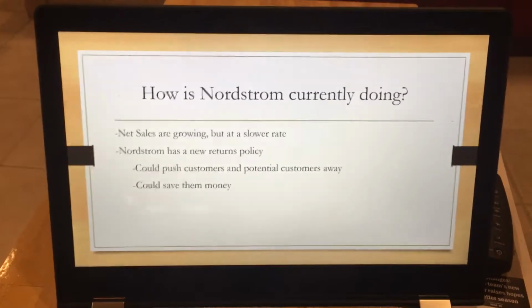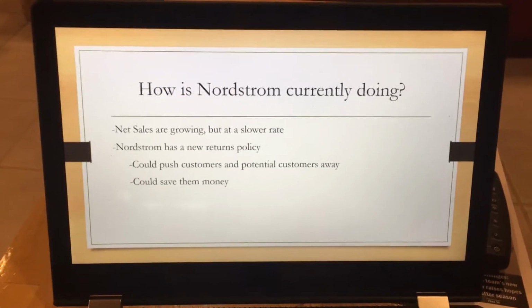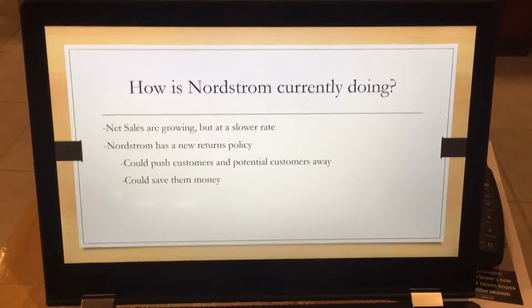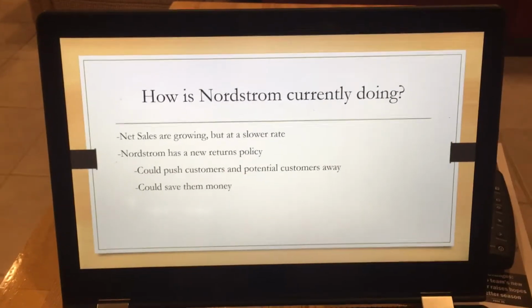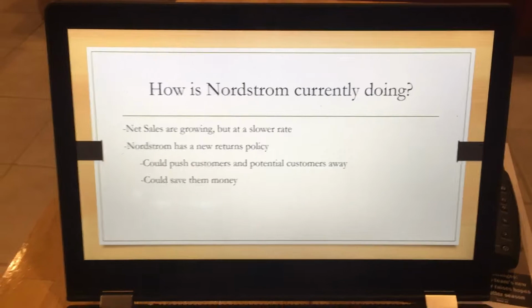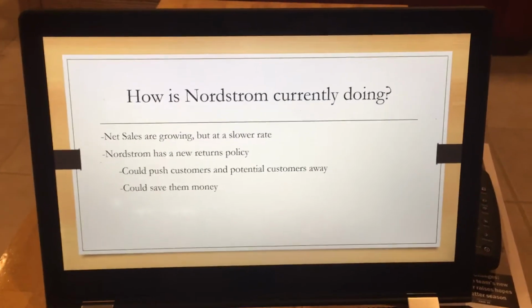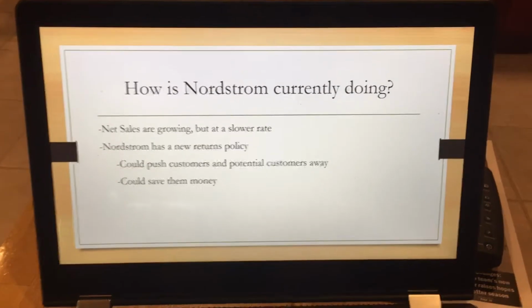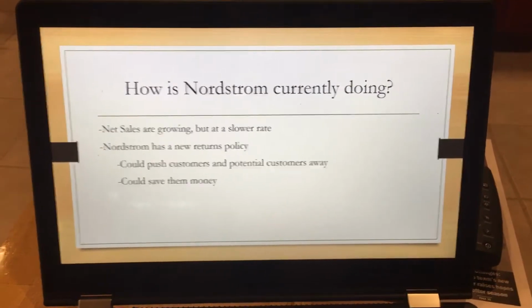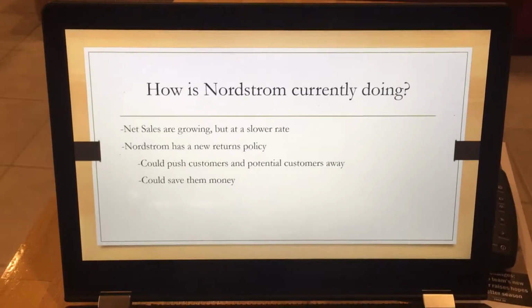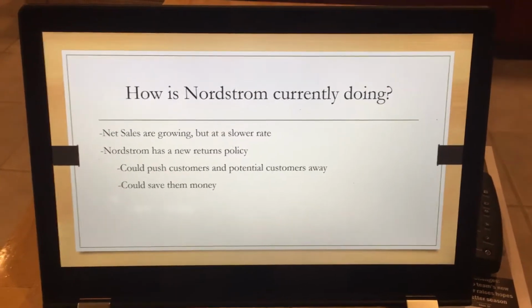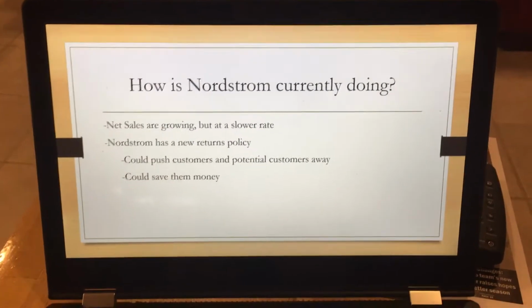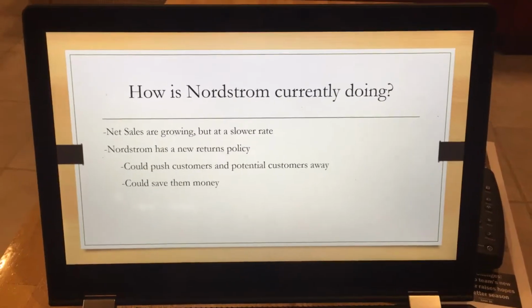So Nordstrom's net sales are still growing, but the industry is actually slowing down, so their net sales are growing at a slower rate. And they actually started a new returns policy. Before, the returns policy was you could return anything and everything. Doesn't matter if the tags are still on, doesn't matter if it's been worn. But now they are getting more restrictive and aren't accepting things that have been worn or that don't have tags on them. So this could push customers and potential customers away, but it could also save them money in the end, since they're not accepting merchandise that they can't resell.